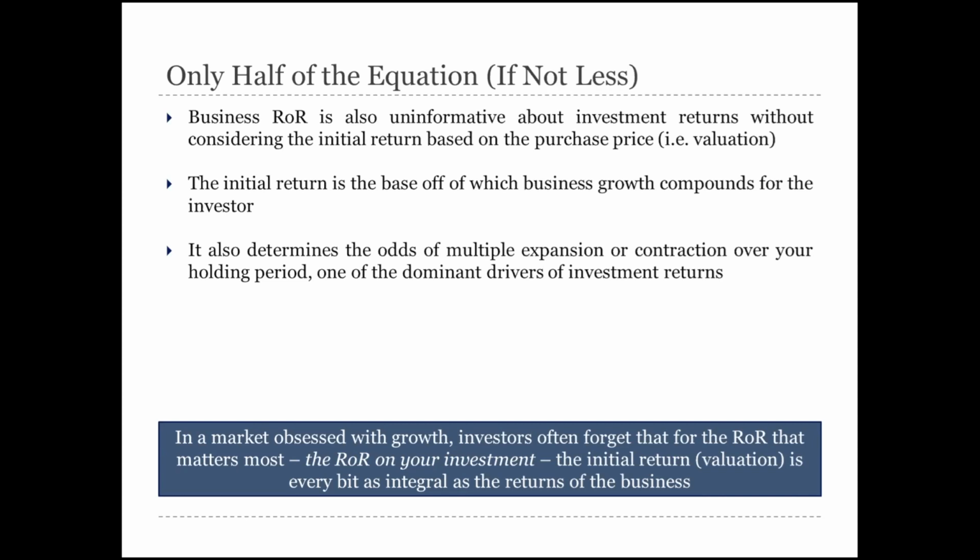It doesn't tell me anything to know this thing has a 40% incremental ROIC and can deploy a lot of capital and it can grow at XYZ. Is that growth coming off of a starting point of 1%? If I pay $100 for $1 of earnings, or I pay $100 for $20 of earnings, that changes the picture in terms of what that business growth compounds off of. The initial return also determines the odds of multiple expansion or contraction, which over a given holding period often is the dominant driver of returns.